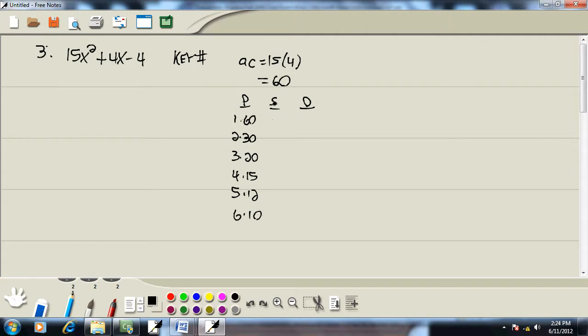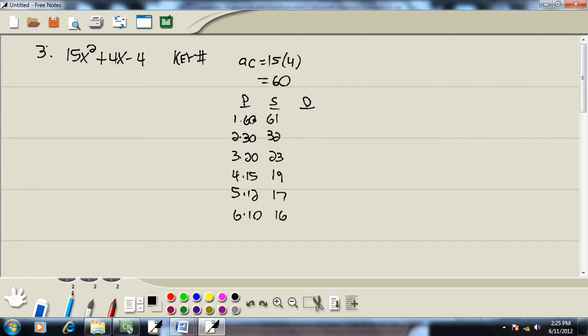Add them together. That's what the S stands for, sum. 1 plus 60 is 61. 2 plus 30 is 32. 3 plus 20 is 23. 4 plus 15 is 19. 5 plus 12 is 17. 6 plus 10 is 16.